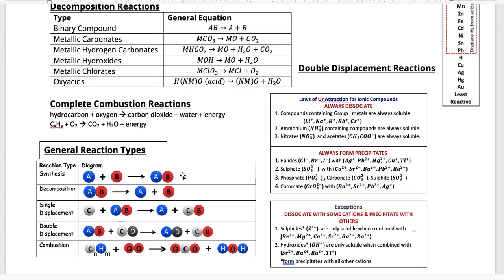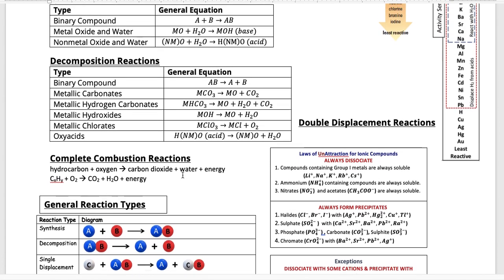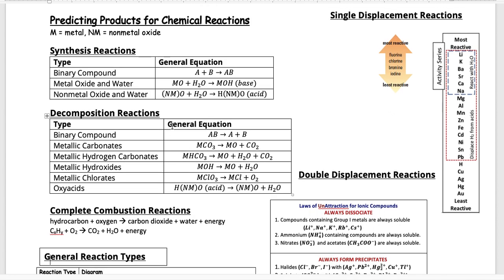All right, so then from there, we did synthesis and decomposition reactions. With the synthesis reactions, you're going to have an element and an element coming together, and then they just combine together.